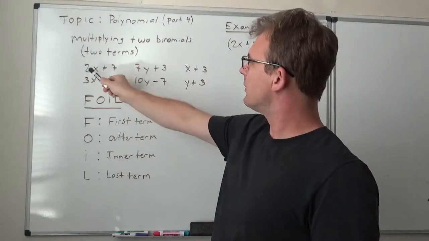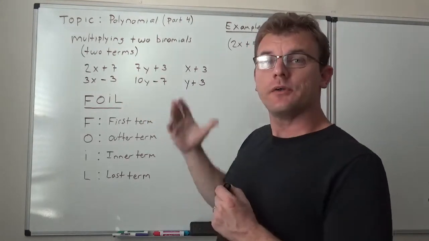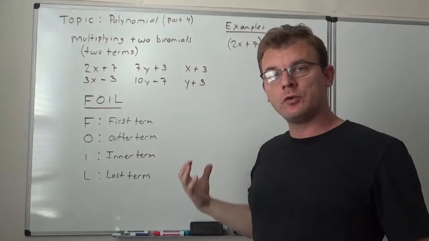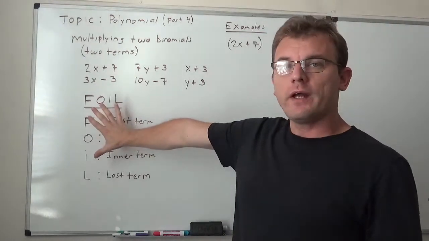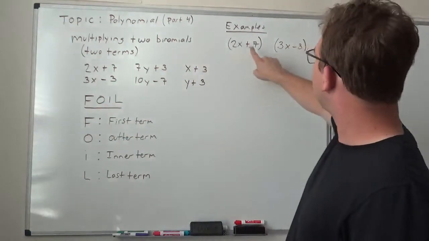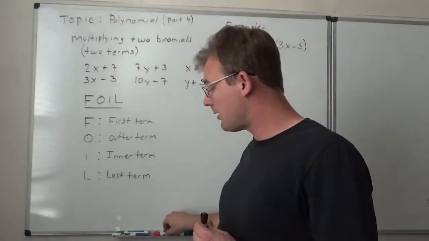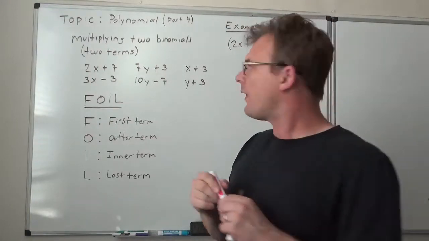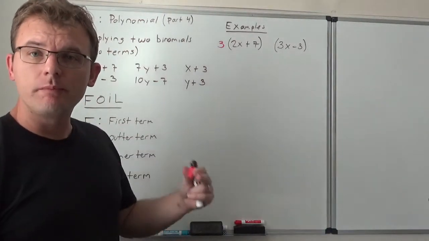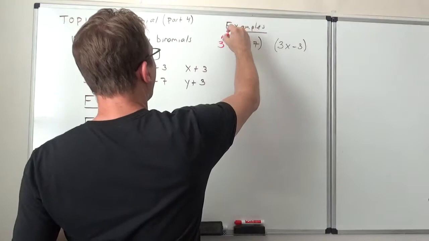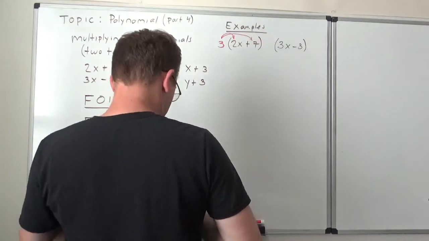We have binomials. These are examples of binomials of two terms. Before we get to this FOIL business, I want us to go back and look at these two examples. When we multiplied binomials, I told you that we had something like this out in the front, and then we distributed those into there.